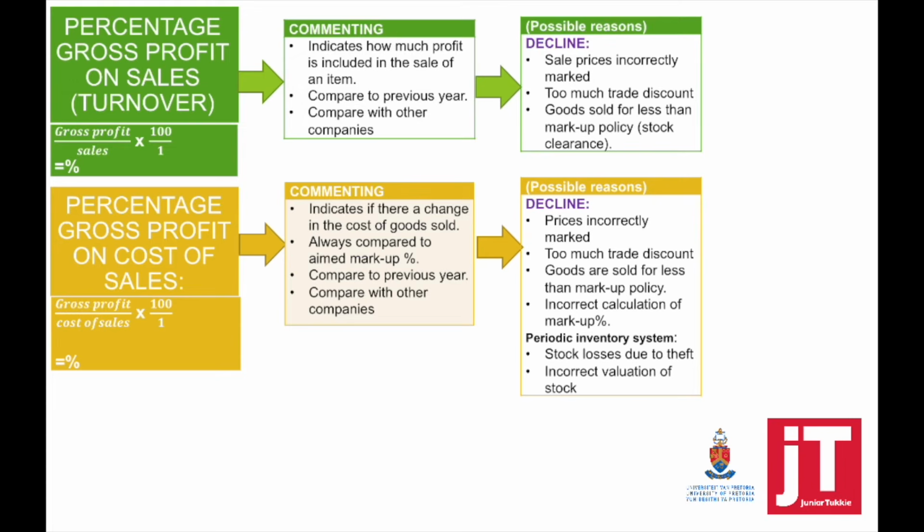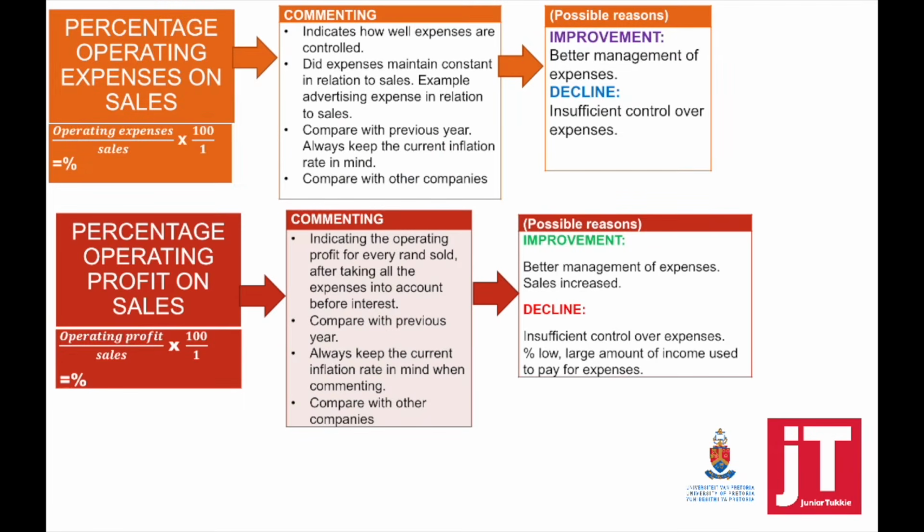A formula sheet will be provided, but just because a formula sheet is provided, you need to ensure that you study the financial indicators. Make sure that you know exactly for each financial indicator what it is that I need to comment on and what the possible reasons will be. A reminder, refer to your theory booklet while completing these activities, or you can use all of these financial indicators with the commenting and possible reasons as a reference while completing the activity.